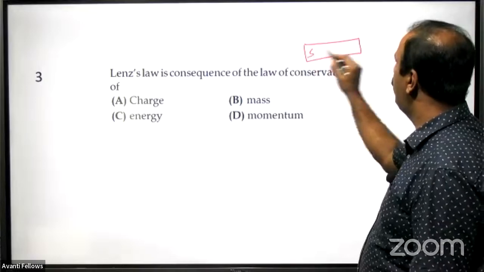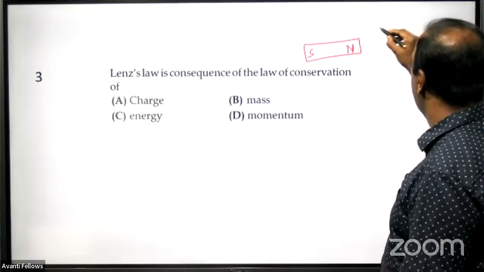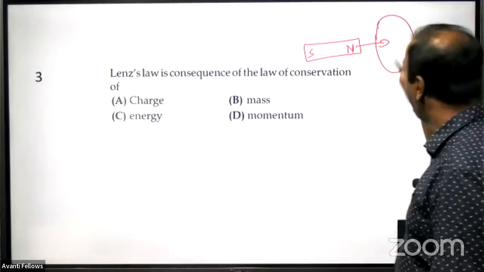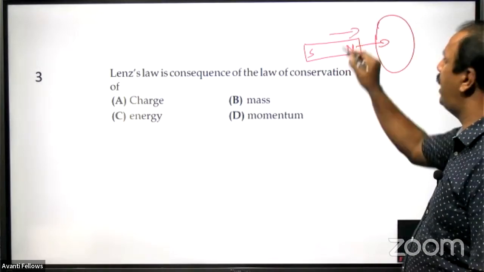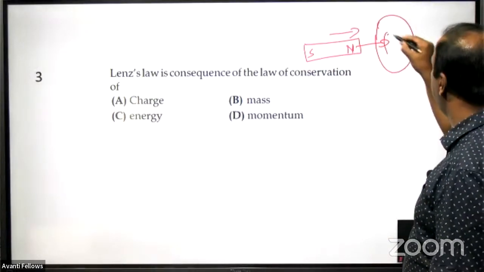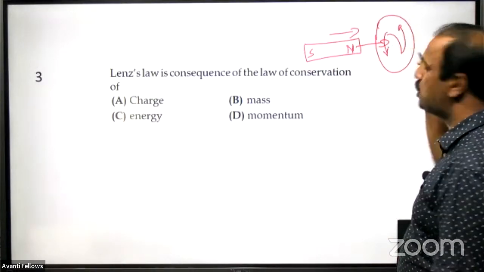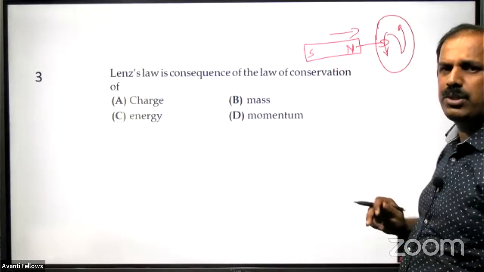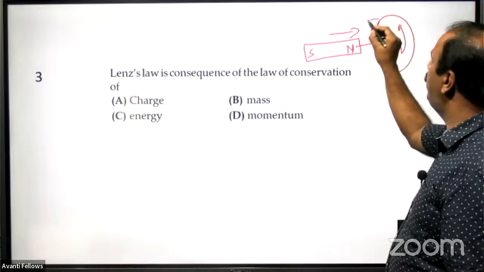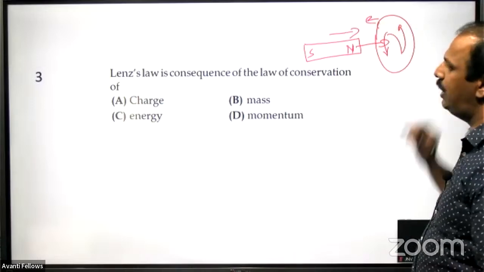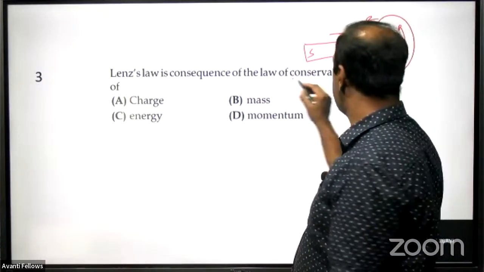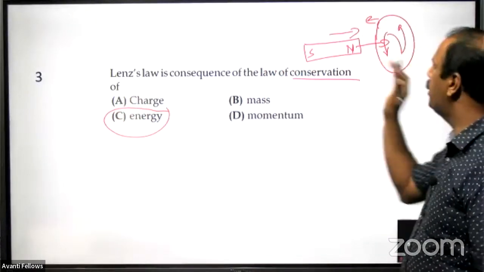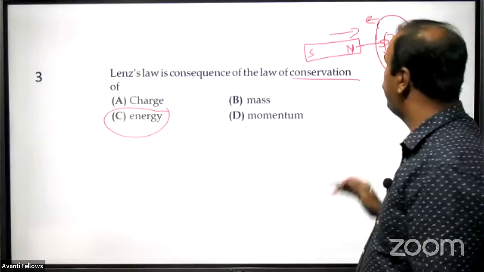We have a magnet. This side is north and this side is south, and we have a loop here. You are pushing the magnet toward this side, and when you push toward this side, a north pole is induced here. This is what we discussed in the morning. That is, when you push the north pole toward the loop, a north pole is induced, and this pushes it back. Actually, this is related to the conservation of energy.